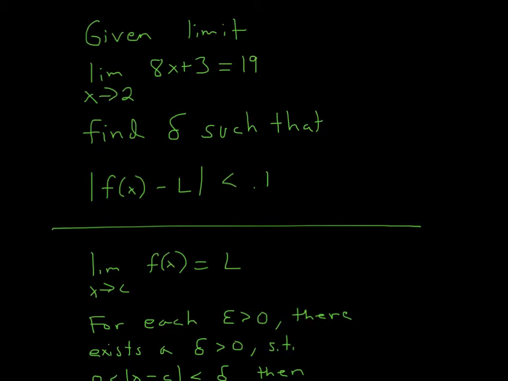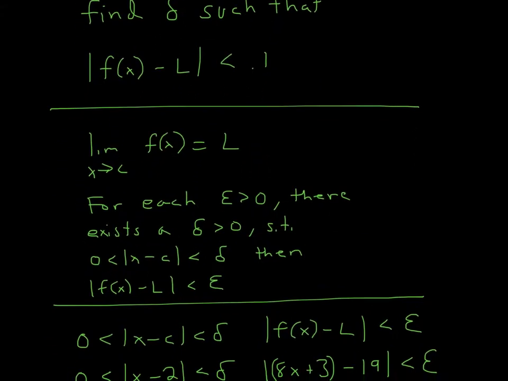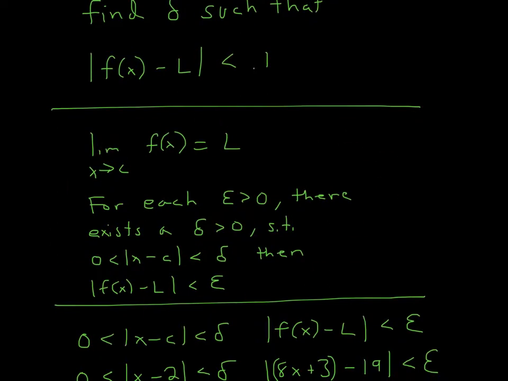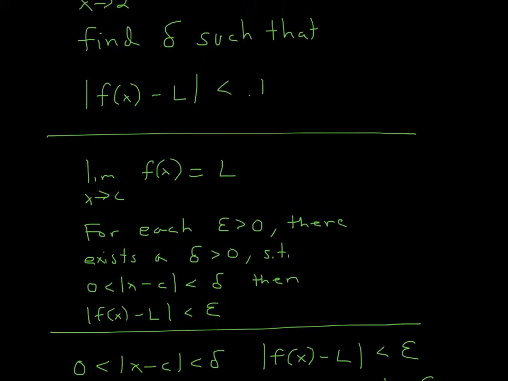So in this problem, we have the given limit, and this is our limit. They want us to find a delta such that |f(x) - L| is less than 0.1. So this is the limit definition, and make sure you memorize this because this will be on the test. The most important things are these two pieces of information. This is important too, but these two will help us answer the question.